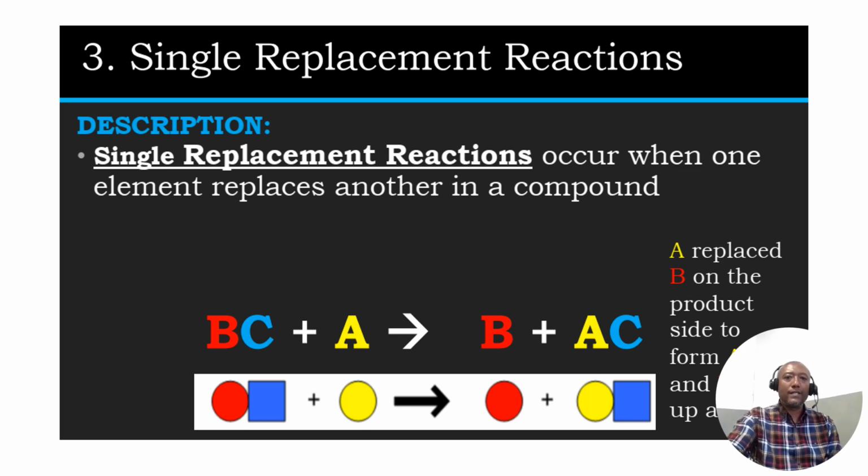The third type of reaction is single replacement reaction. What is the description of this single replacement reaction? Single replacement reaction occurs when one element replaces another in a compound. It means that A replaces B to form AC and B alone. Mathematically, you have BC and A. This one is a compound, this one is an element. In the reactivity series, A is more reactive than B. That's why A displaces the position of B, then B alone and AC is formed.